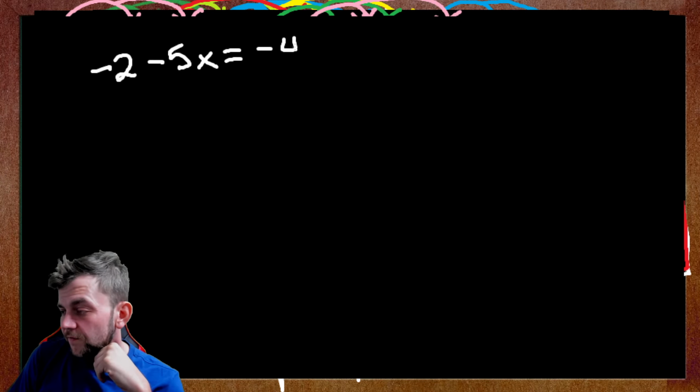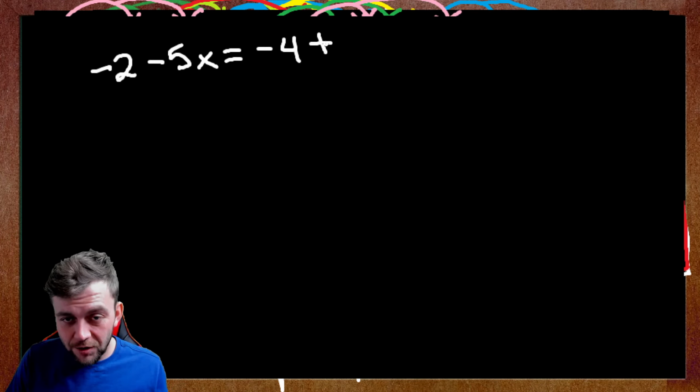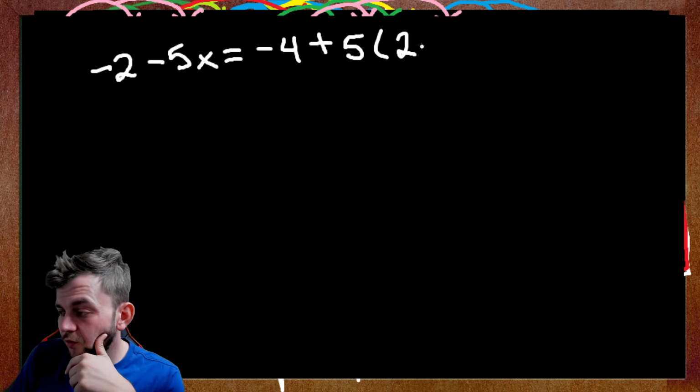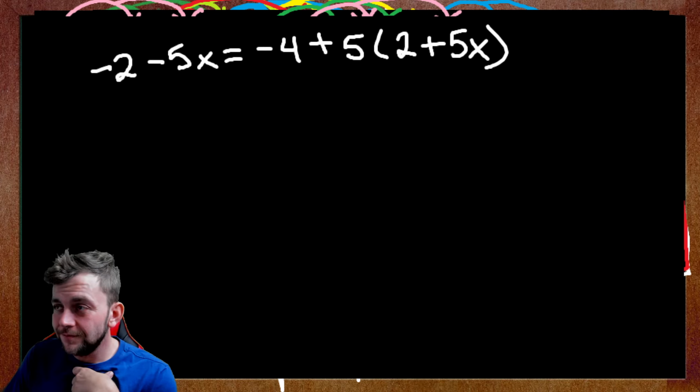Okay, so our next problem will be, here we go. Negative 2 minus 5x equals negative 4 plus 5 parentheses 2 plus 5x. Done. This is our next example problem.